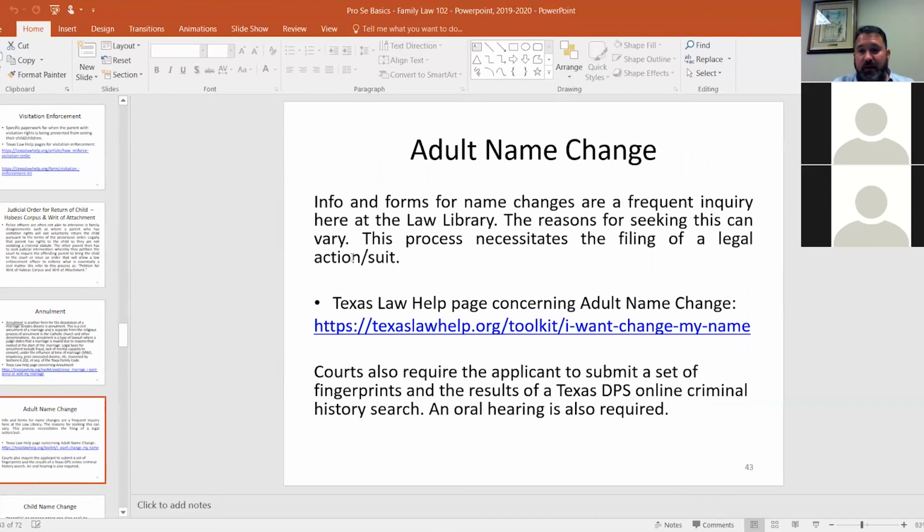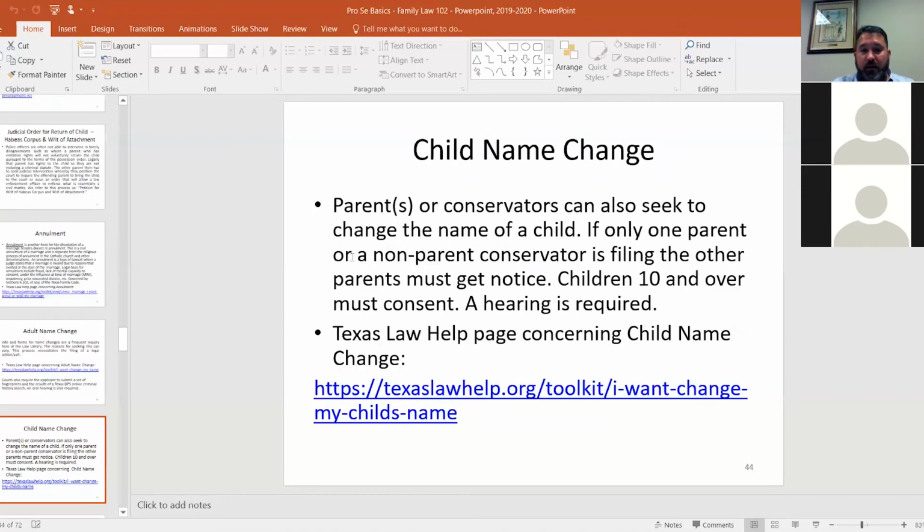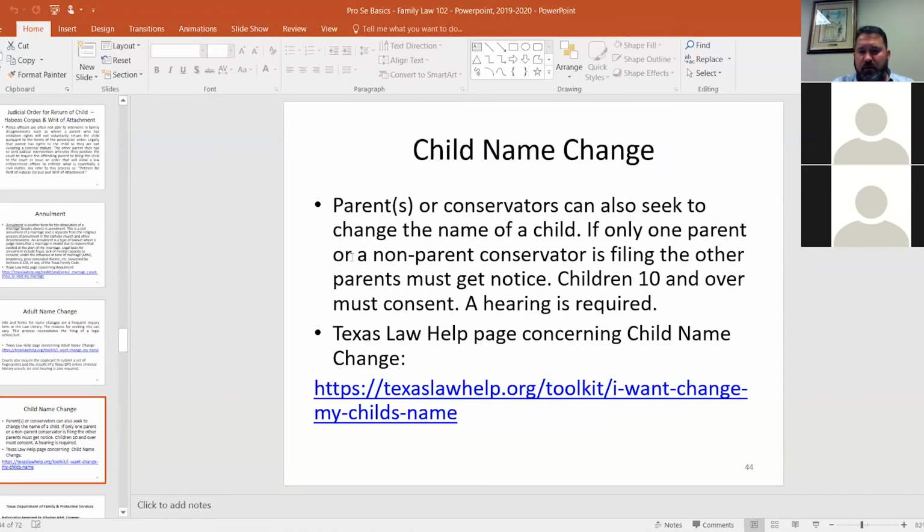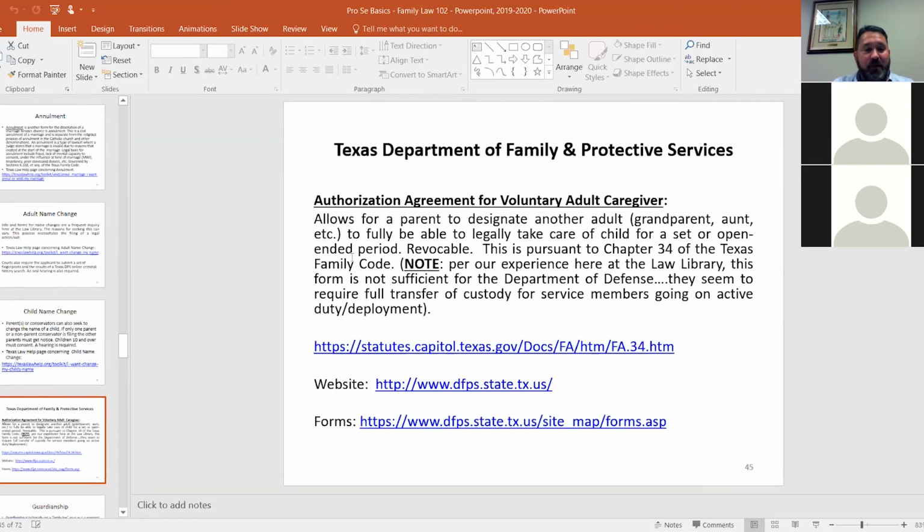Name changes, that is covered by the family courts. The forms are on Texas Law Help for an adult and for a child. And there's certain other little procedures that have to be done to accomplish that. It's actually more common than you think. It's probably every day we get someone coming in saying they want name change forms. Before I worked here, I didn't know that. I knew people could change their names. I just didn't know it was done so often.